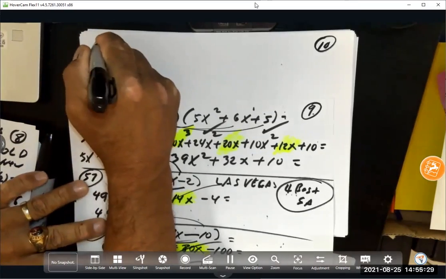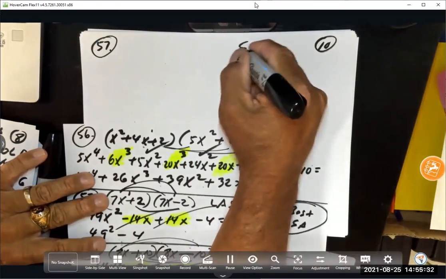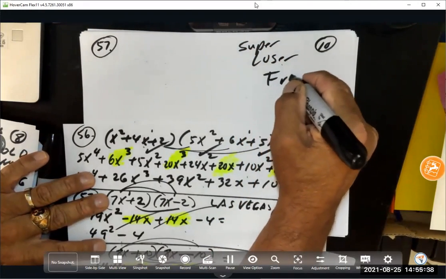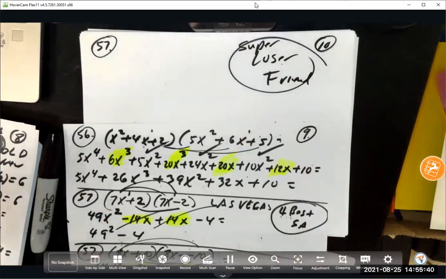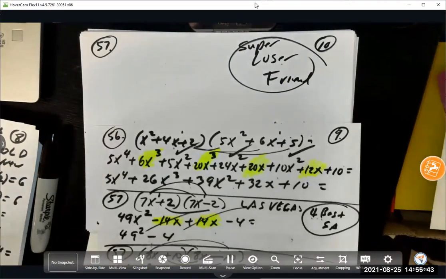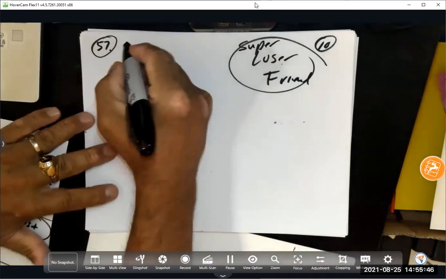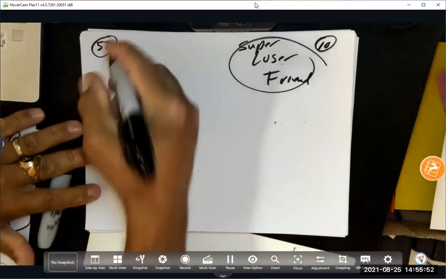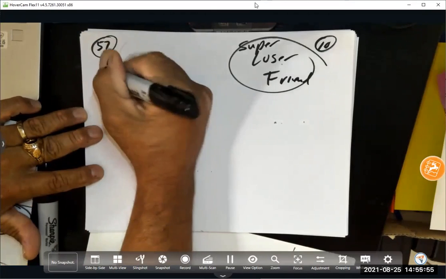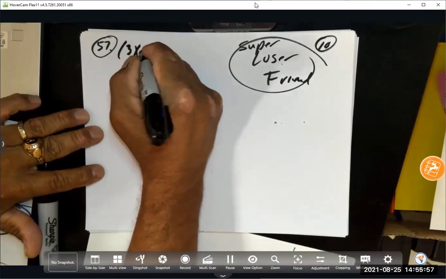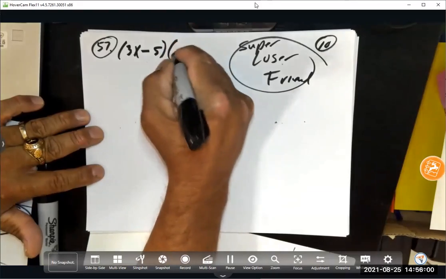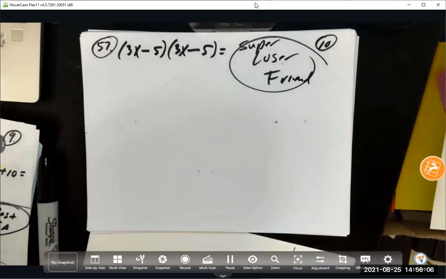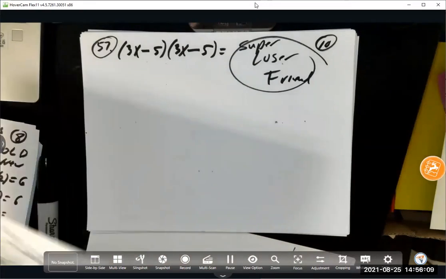All right. Let me do one more, 57, okay? Let's say this guy here goes to you, your super loser friend. He says, I want to go. Can I go with you? Yeah, you can come. That's fine. Let me do him. So let's say his is going to be 3x minus 5 and 3x minus 5. This time I put two minus signs. Y'all see that right there? Double minus signs. So now let's work it out.